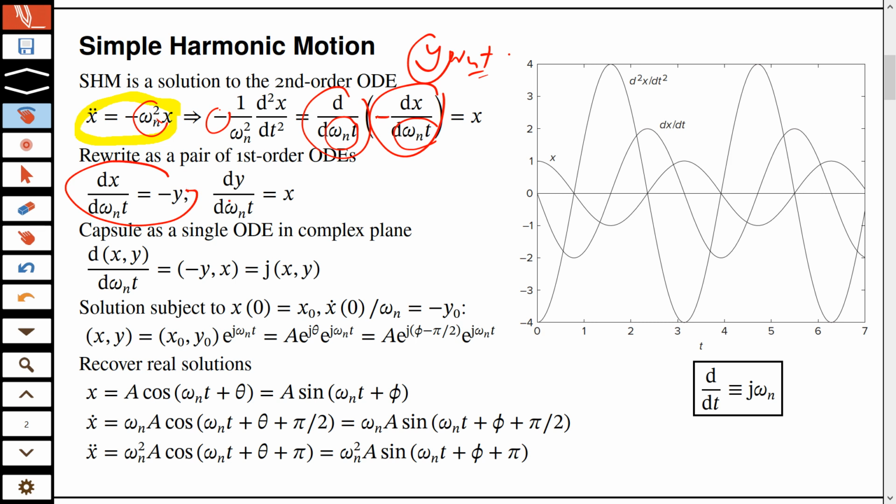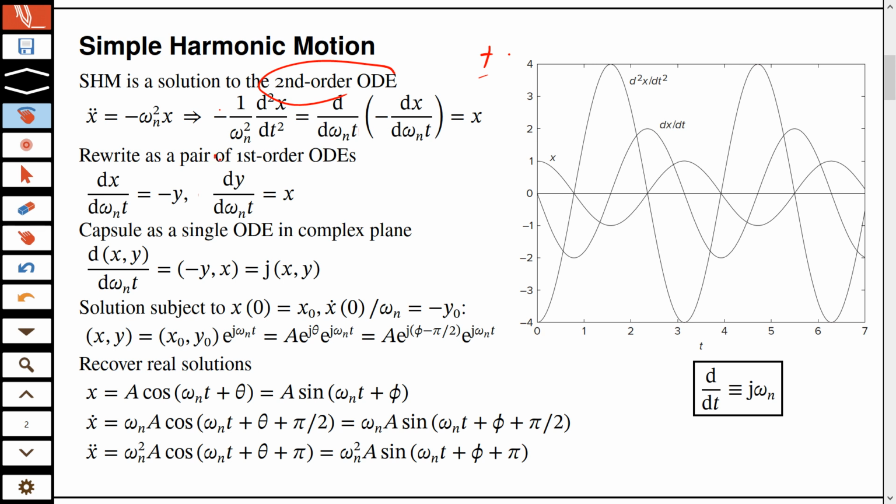That gives me one differential equation, and now this derivative applies on that y. So instead of one second order differential equation, I have two first order differential equations. You can do that very easily. The advantage of this is that you have a single ODE in the complex plane.